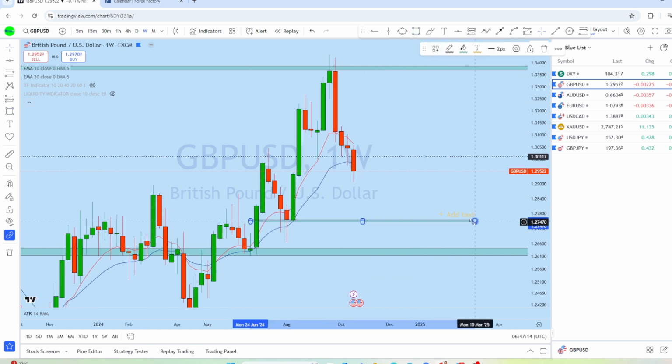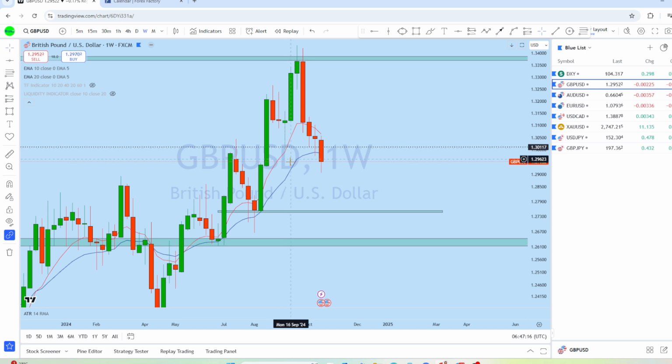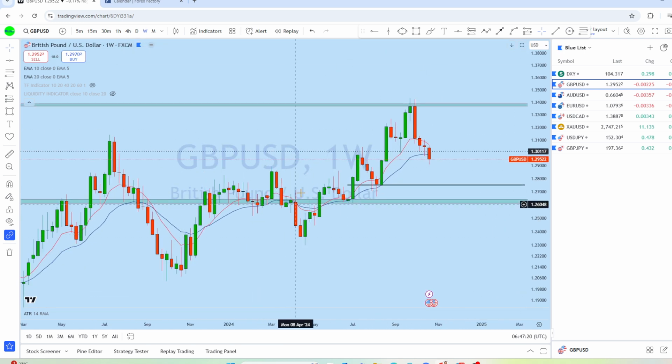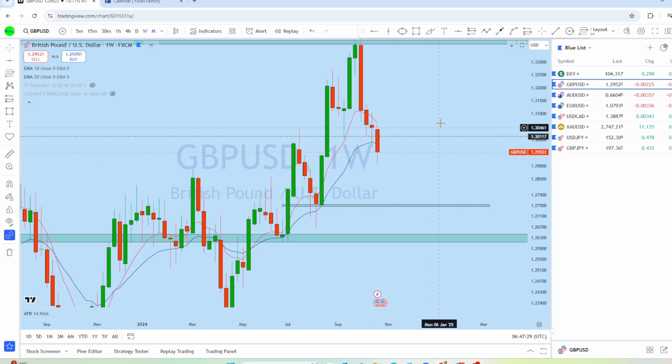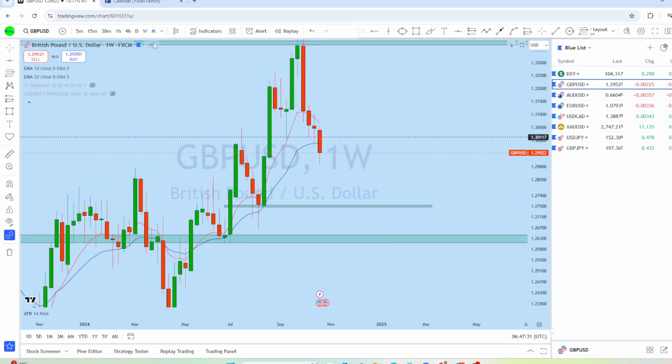As we have seen already, the market has broken the swing low, and we may see the price again coming back to this support. As we have seen from here, there was a bounce, the market has broken the swing low. We may see the price need further liquidity from this support before moving back to the upside.